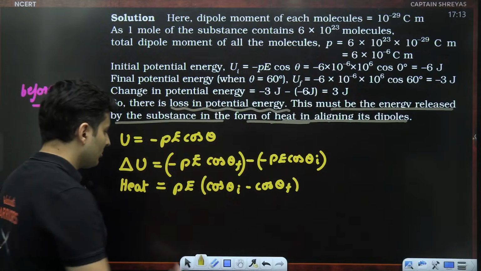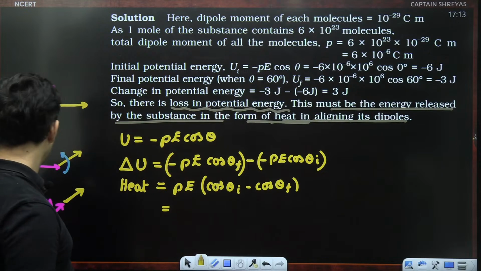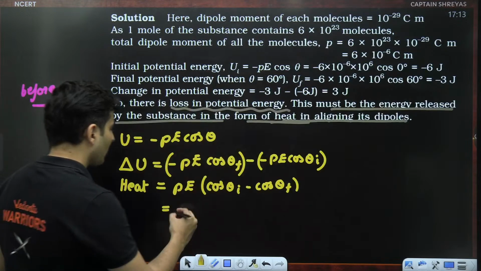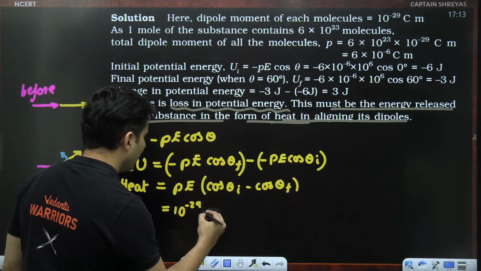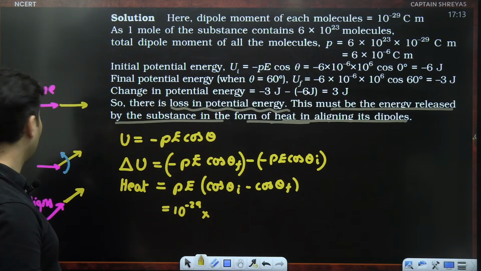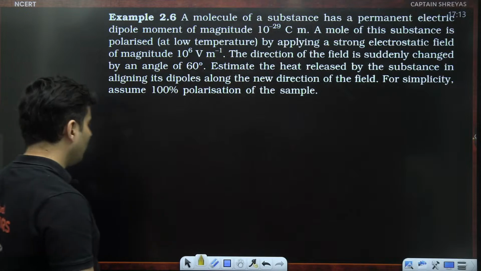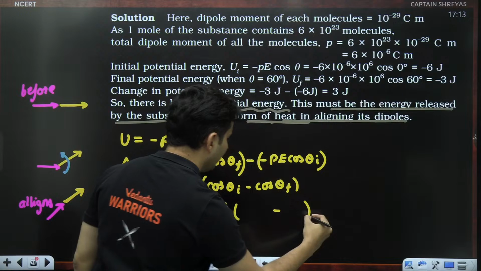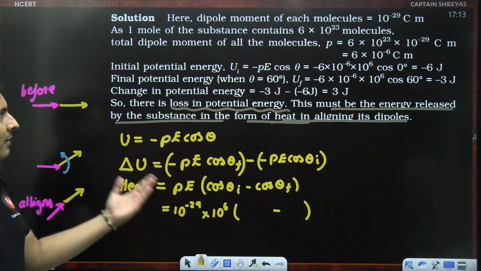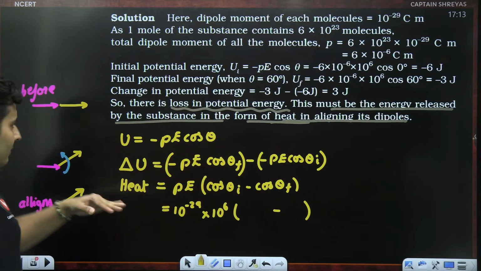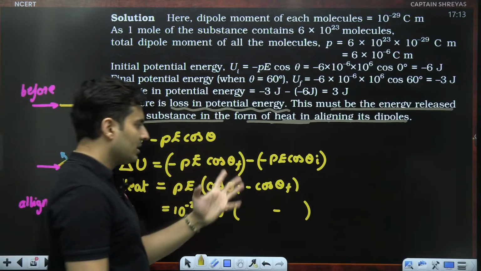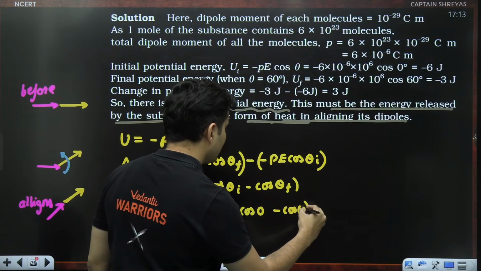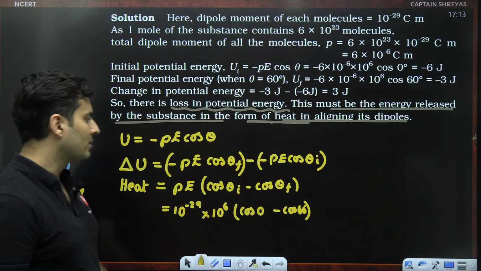So this is nothing but the dipole moment. Dipole moment was given already. Dipole moment was how much? 10 to the power minus 29. And electric field was also mentioned. Electric field was 10 to the power 6. And over here, you have to just take the difference of the two basically, once when it was aligned versus once when it is shifted by 60 degrees. So it will be cos 0 minus cos of 60 degrees.